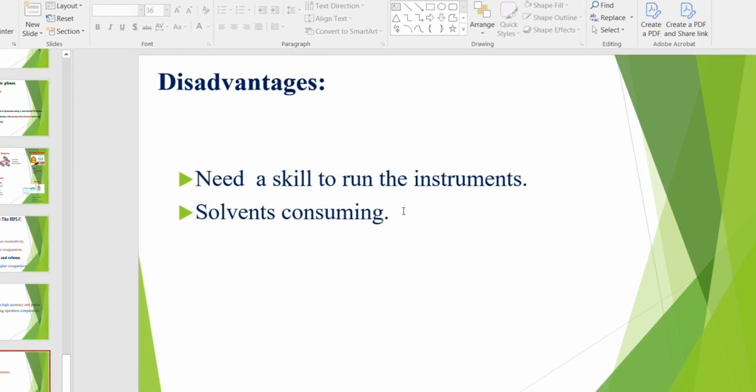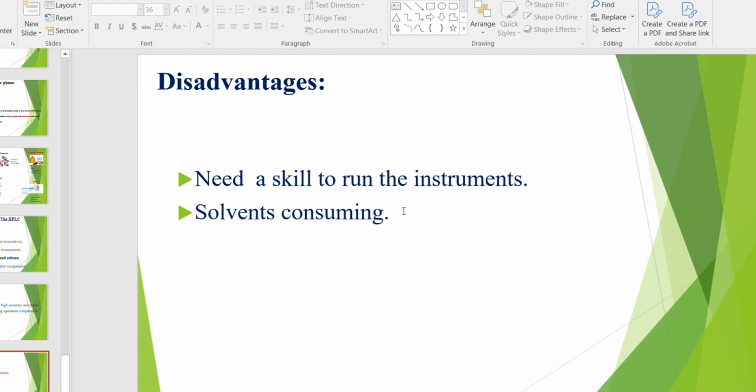In our next part of the videos, this was the first part of the HPLC video. We talked about a brief introduction to HPLC, its types, pros and cons, everything. In the next part of the video, we will be seeing the calibration, how to quantify different types of organics using HPLC, its calibration and other things.